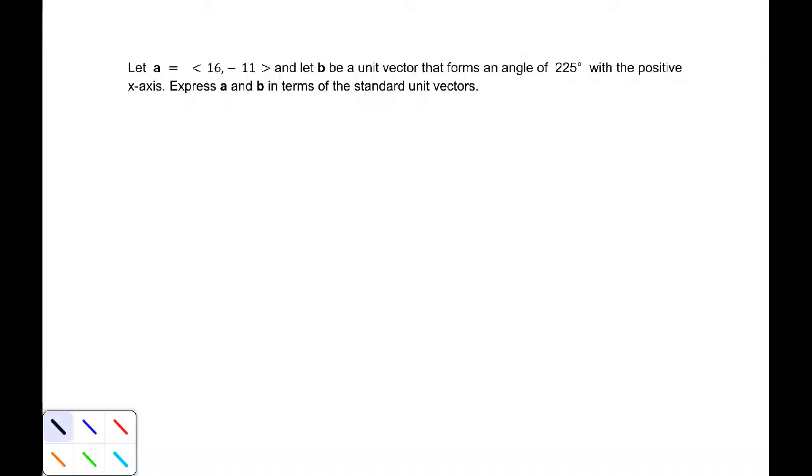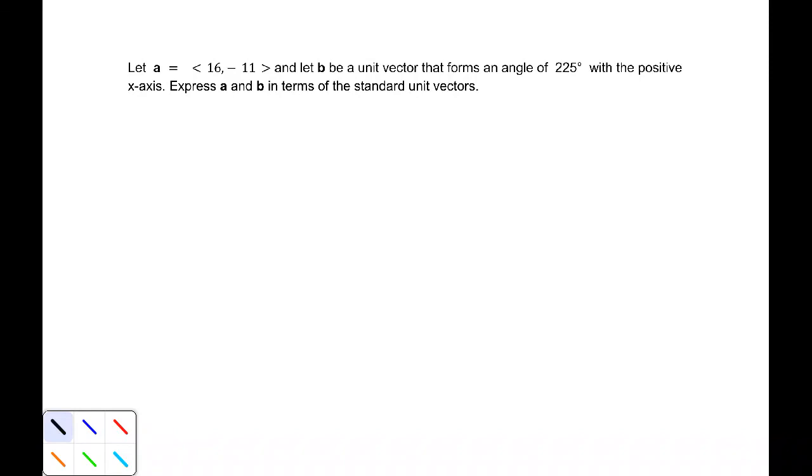Let vector A equal angle bracket 16 comma negative 11 angle bracket, and let vector B be a unit vector that forms an angle of 225 degrees with the positive x-axis. Express vector A and vector B in terms of the standard unit vectors.